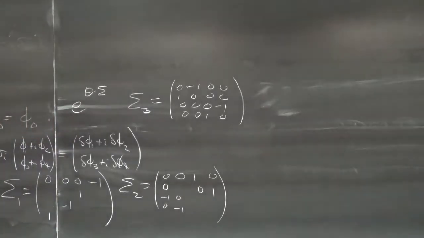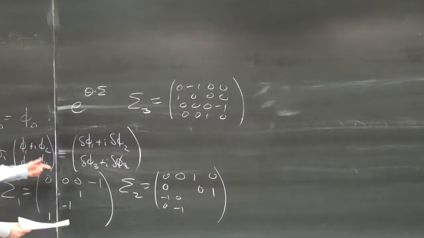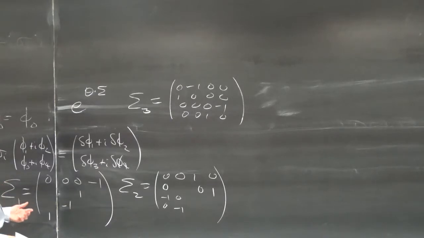So this is a real representation. These correspond to i times the Pauli matrices. These are 4x4 real matrices that correspond to that.